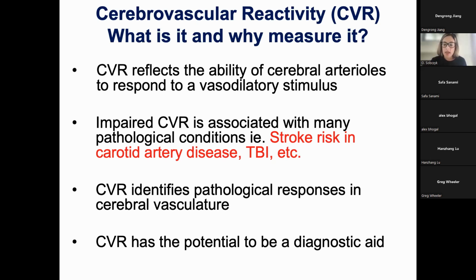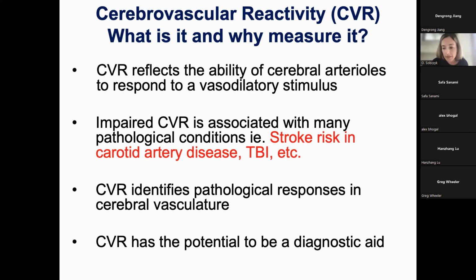Cerebrovascular reactivity, or CVR, is defined as the change in cerebral blood flow for a given vasodilatory stimulus. It indicates the extent to which vessels are able to accommodate demand for an increase in blood flow. It's important to measure CVR because impaired CVR is associated with many pathological conditions such as stroke risk and carotid artery disease, traumatic brain injury, etc.